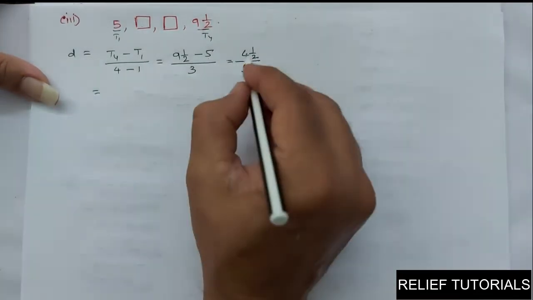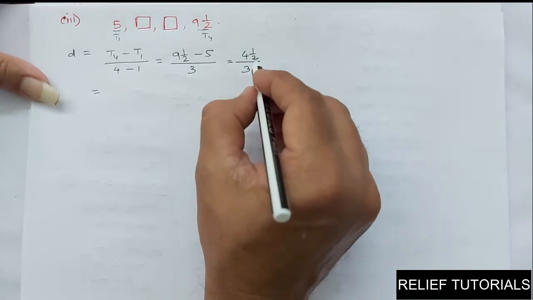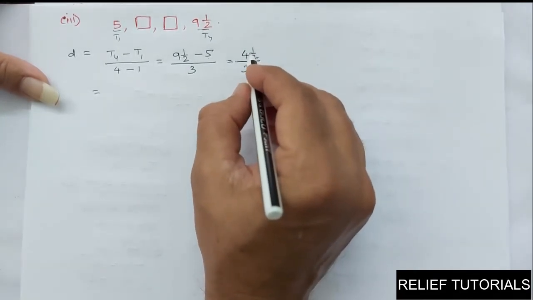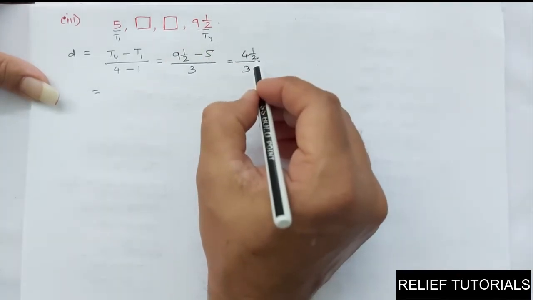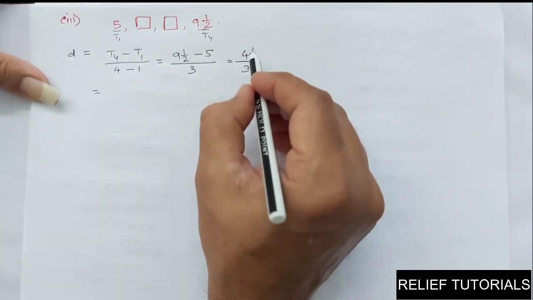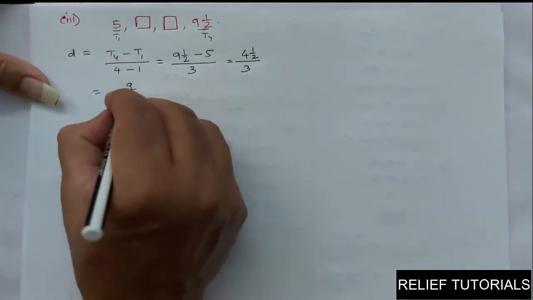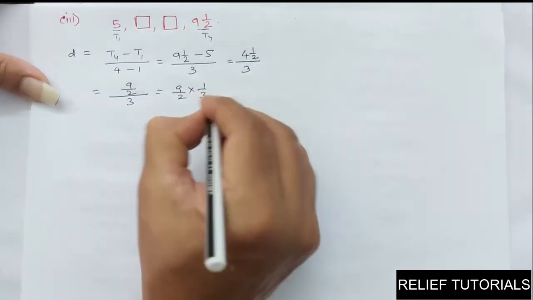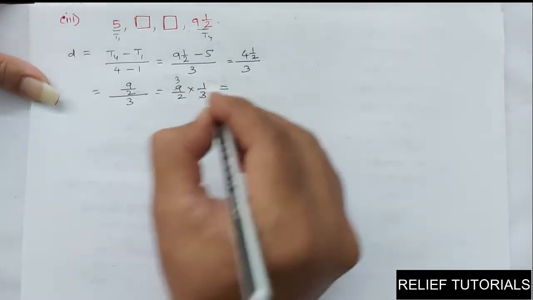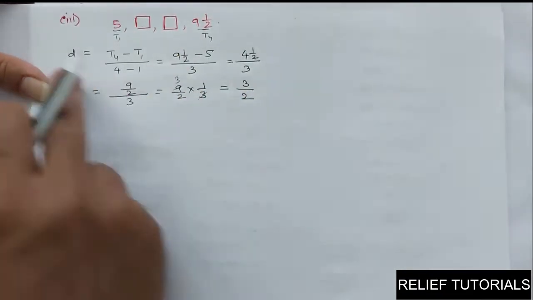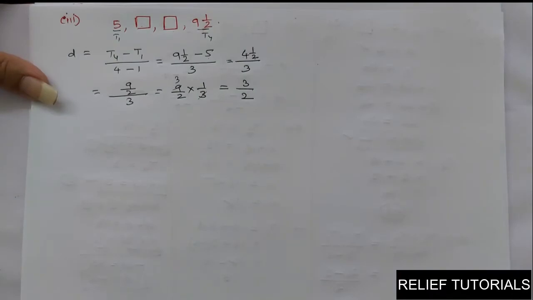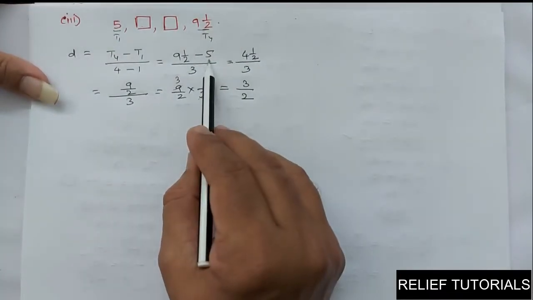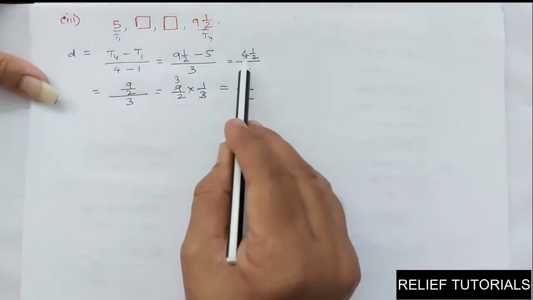So that is equal to 4 and a half, which means 4 twos are 8, 8 plus 1 is 9, so 9 by 2 upon 3. So that is equal to 9 by 2 into 1 by 3. 3 ones are here, 3 threes are, so that will be 3 by 2. So the difference is equal to 3 by 2. Simple. 9 and a half minus 5, so you will get 4 and a half upon 3. 4 and a half means 4 twos are 8.